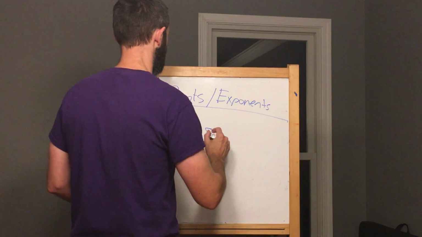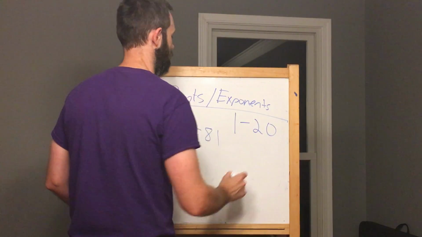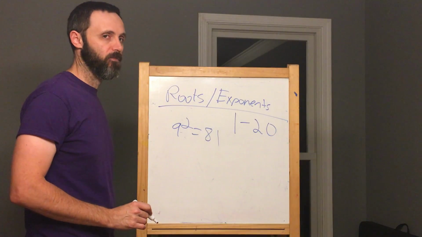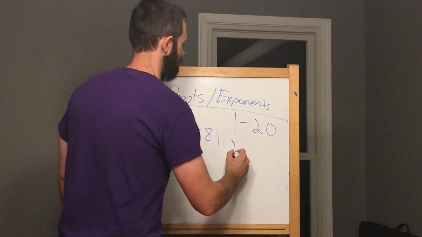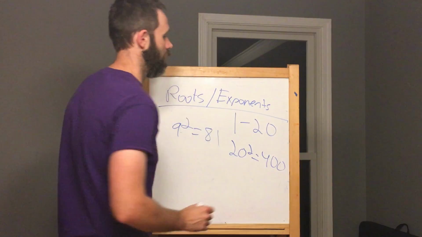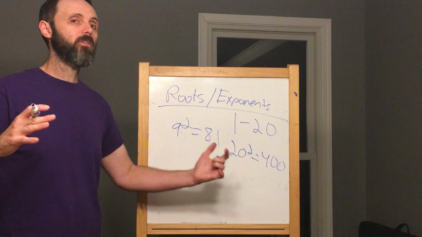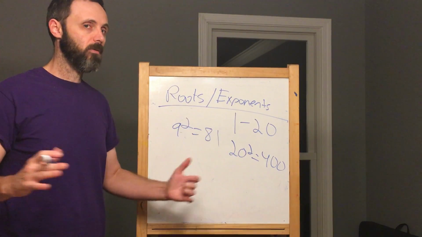But when it comes to squared, I want you to go all the way up through 20. All the way up through 20. So 20 squared, obviously being 400. Those are much larger numbers. They'll encompass a bigger, broader base.